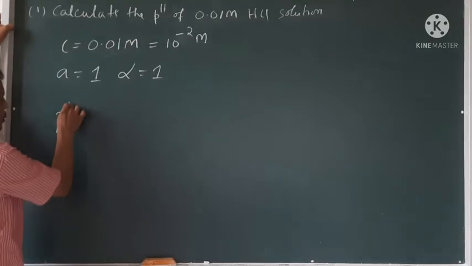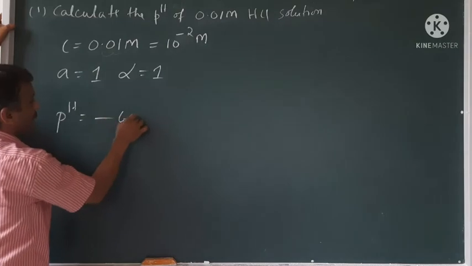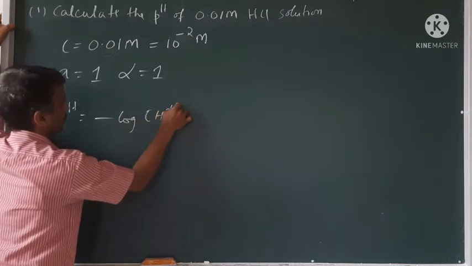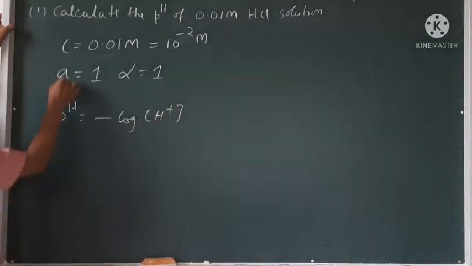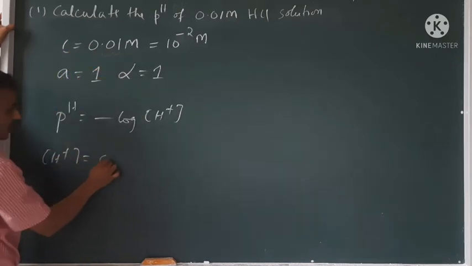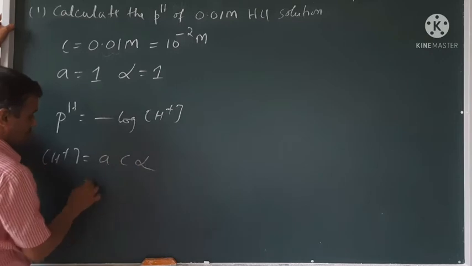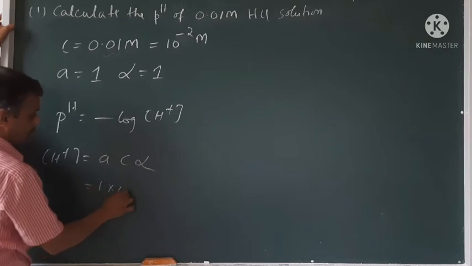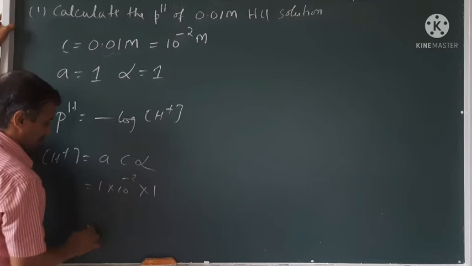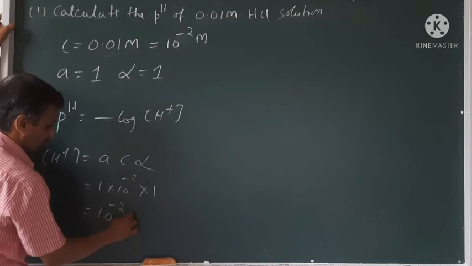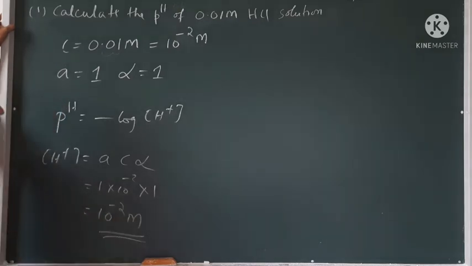So I have pH is equal to negative logarithm of H plus ion concentration. From this data, H plus ion concentration is equal to A into C into alpha, which is 1 into 10 to the minus 2 into 1, which is 10 to the minus 2 M.